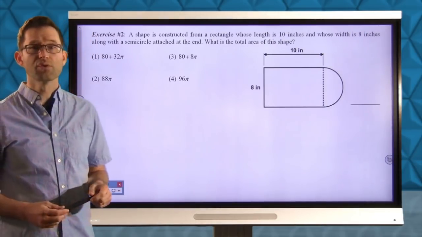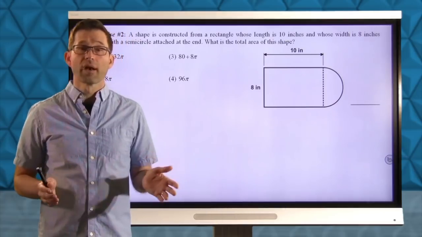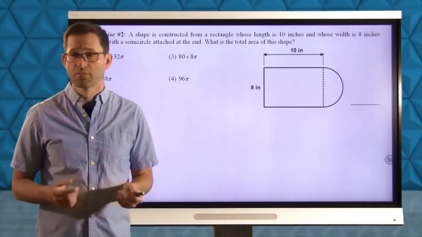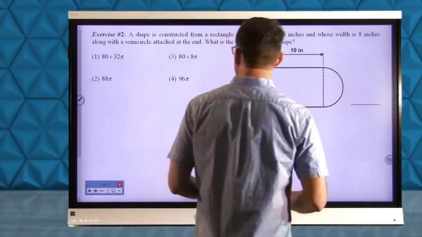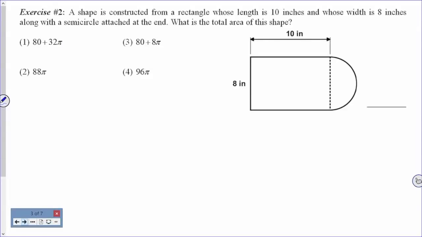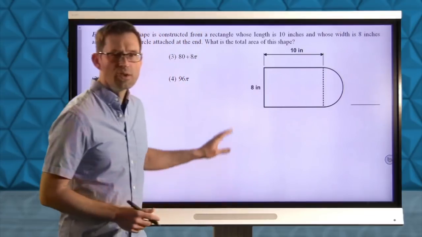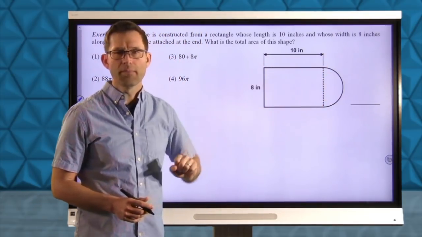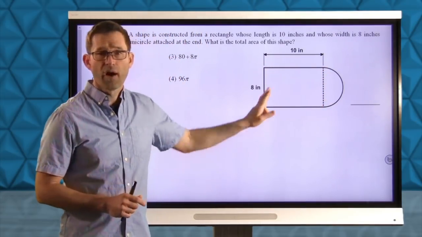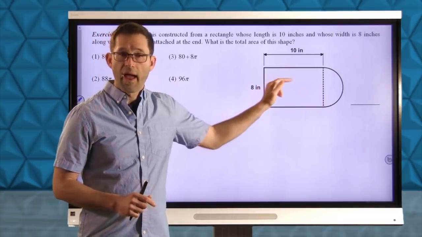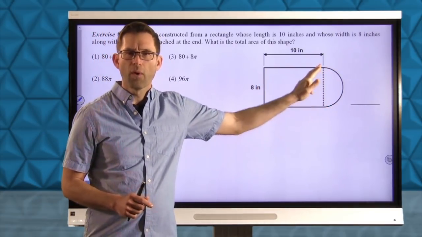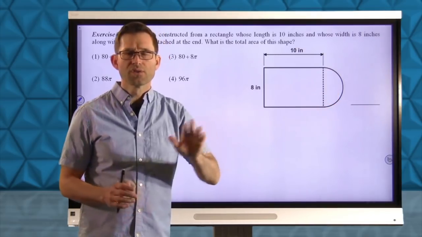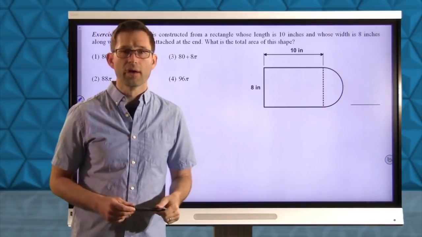Here we go. Exercise number 2. In this one, we've got a combination of shapes, and of course, they're going to ask us something about area. A shape is constructed from a rectangle whose length is 10 inches and whose width is 8 inches, along with a semicircle attached at the end. What is the total area of this shape? All right, so I want the total area of this shape. You obviously know how to find the area of a rectangle, and you should be able to now think about what the area of a semicircle is. So take a little bit and try to figure out the area of this figure.